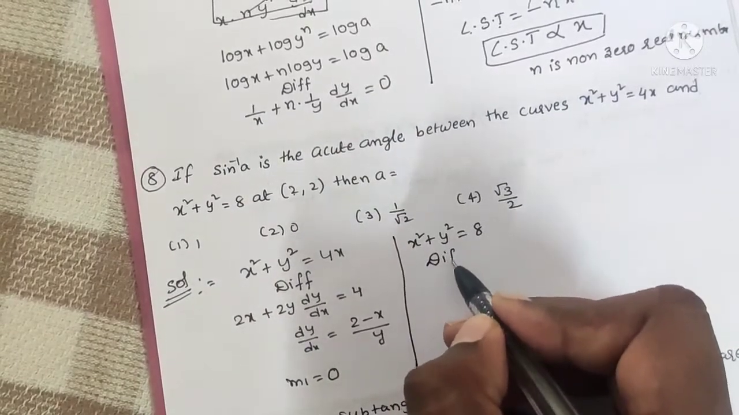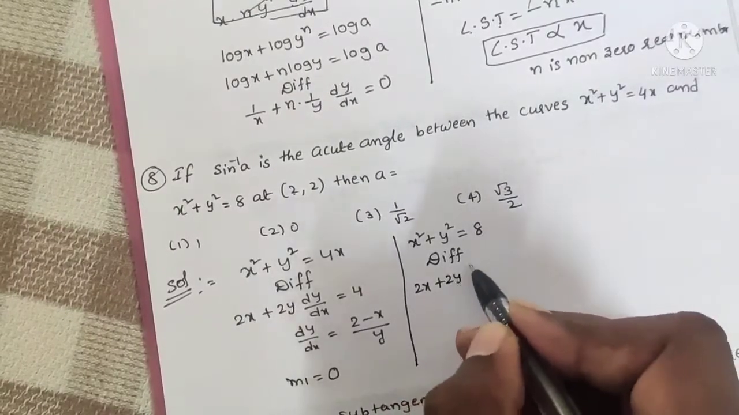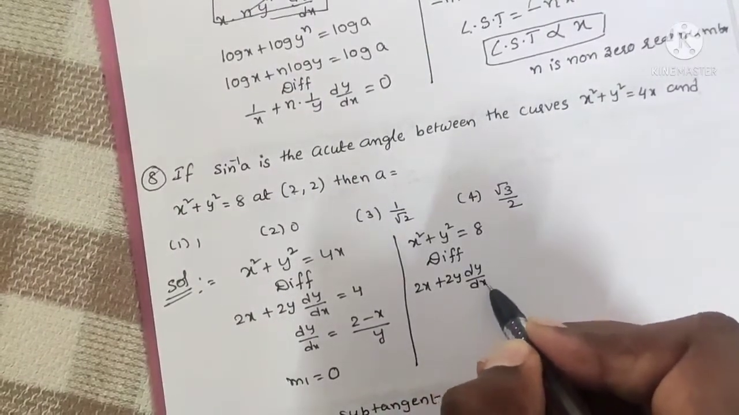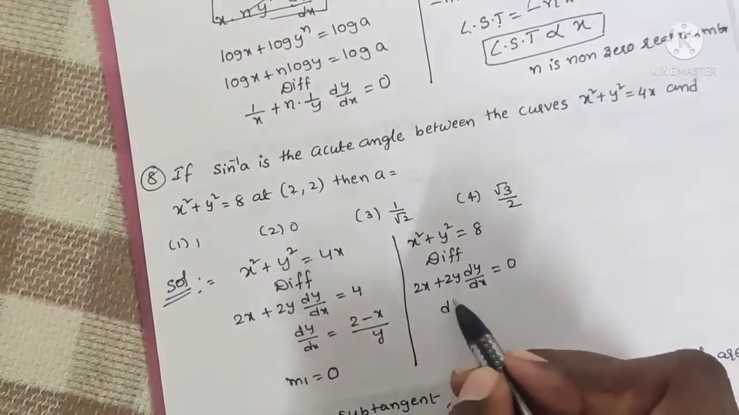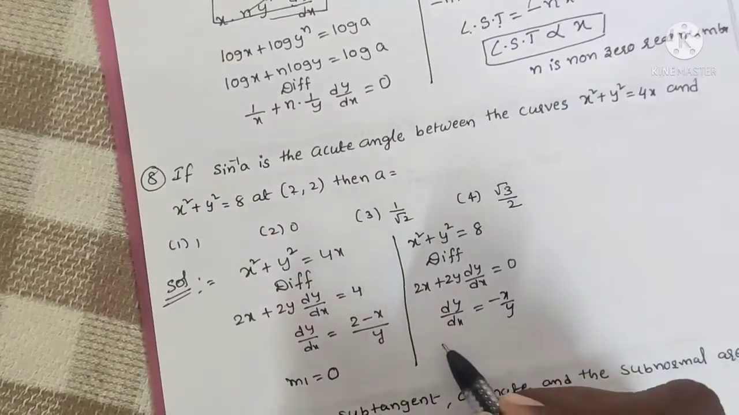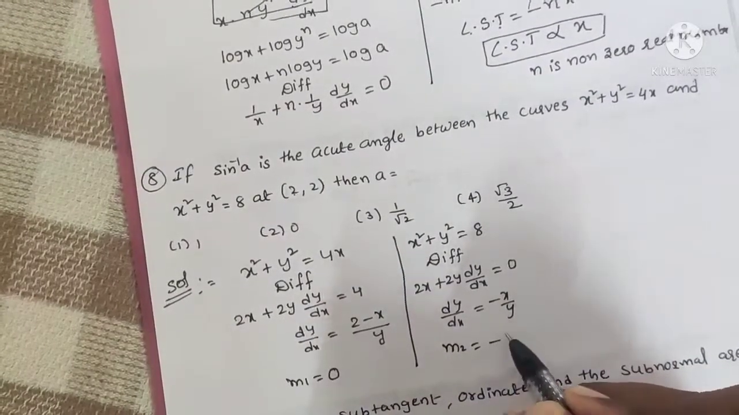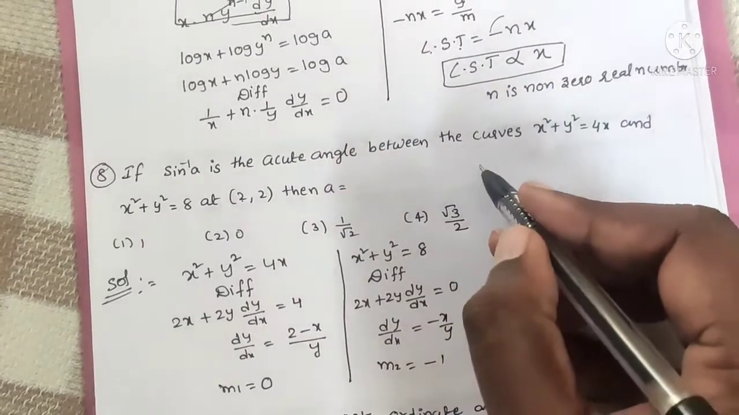Again differentiate this curve. x square derivative is 2x, y square derivative is 2y into dy by dx, constant derivative is 0. If you take 2 common, then dy by dx is equal to minus x by y, that is m2, minus 2 by 2, that is 1. Then finally we got m1 and m2.